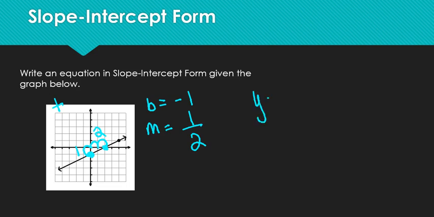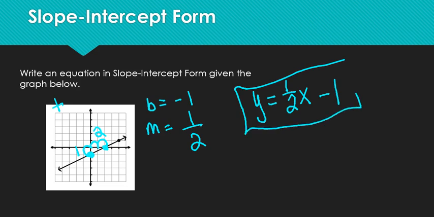And when you write the equation, y equals, our slope is 1/2, so 1/2 x, and our y-intercept is -1, so -1. And there is your equation.